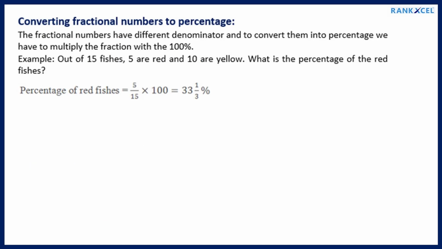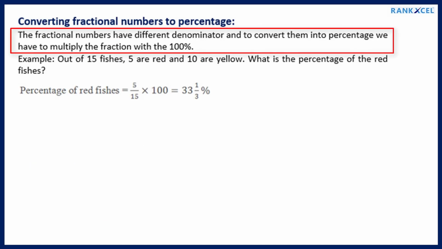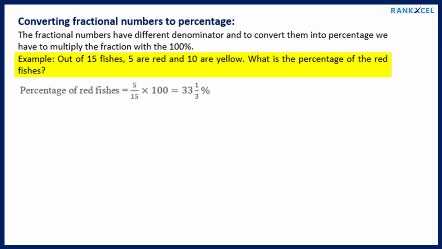Converting fractional numbers to percentage. The fractional numbers have different denominators, and to convert them into percentage we have to multiply the fraction by 100%. Example: out of 15 fishes, 5 are red and 10 are yellow. What is the percentage of the red fishes?